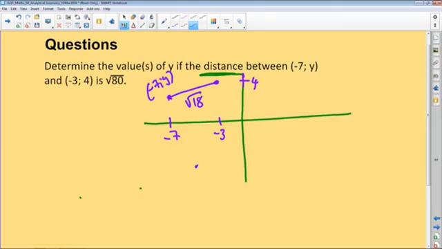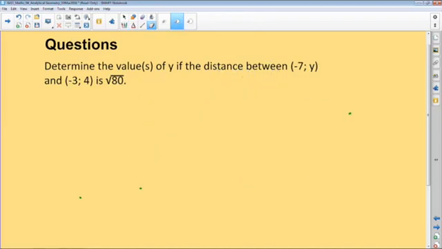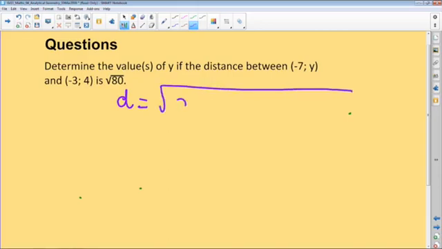Or where is this point? And then y can be drawn down there, but then you've got minus 7 and then y. My picture is very moronic. Let me just erase it. Okay, so you've got minus 7, y and minus 3, 4, right? The distance is root 80. Now we know that the distance is given by the square root of x2 minus x1 all squared plus y2 minus y1 all squared, okay?